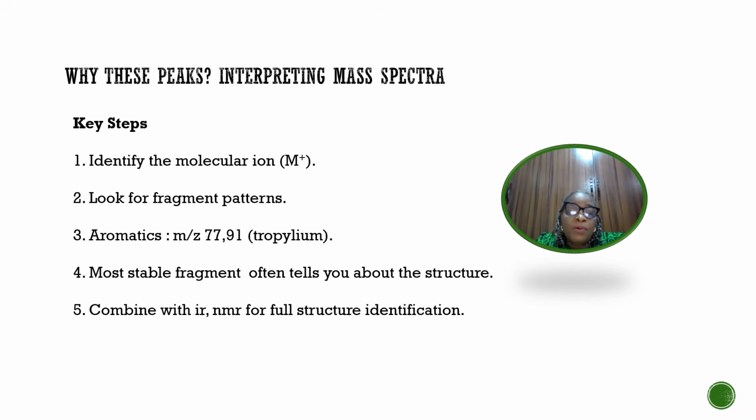And then 5, you combine with IR and NMR for full structure identification. Mass spectra alone cannot interpret the structure. You must combine it with the IR, infrared spectrometry, and then the nuclear magnetic resonance for full structure identification.